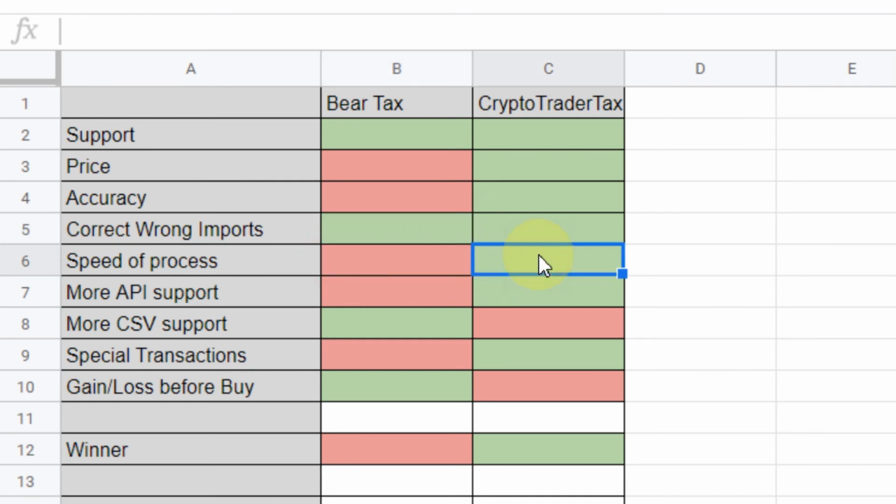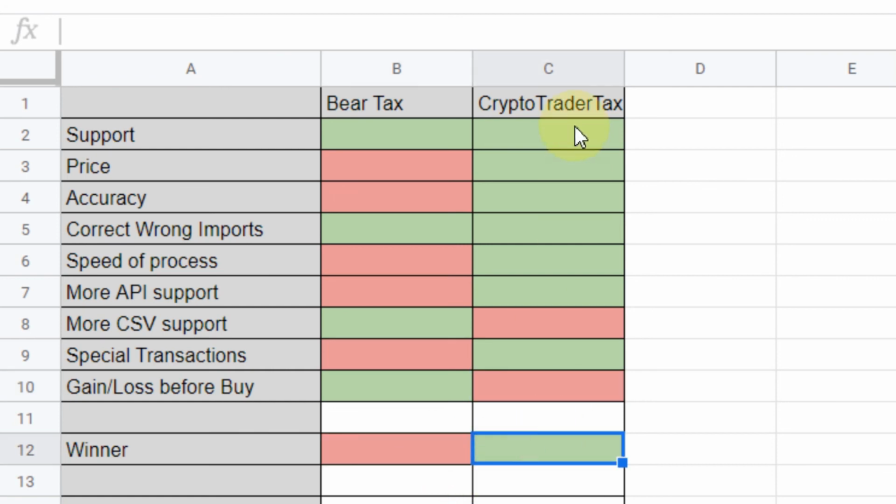Speed of process, definitely an advantage with Cryptotrader.tax. With Bear.tax, sometimes I got stuck for hours. I mean, they were always able to help me, but sometimes I really had to wait. More API support definitely on Cryptotrader.tax, but more CSV support on Bear.tax. Special transactions, yeah, again Cryptotrader.tax, where you can report scam and theft and whatsoever. I haven't found this on Bear.tax. Gain loss before buy, here a plus on the Bear.tax side. Difficult on the other one, you have to ask the support here.